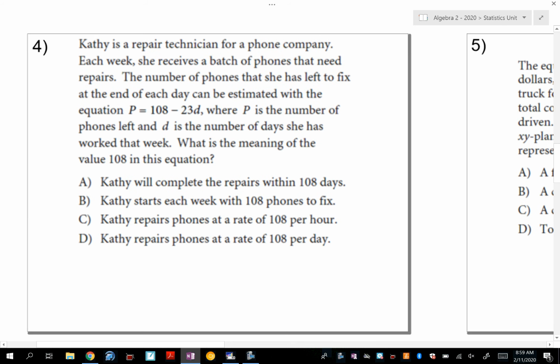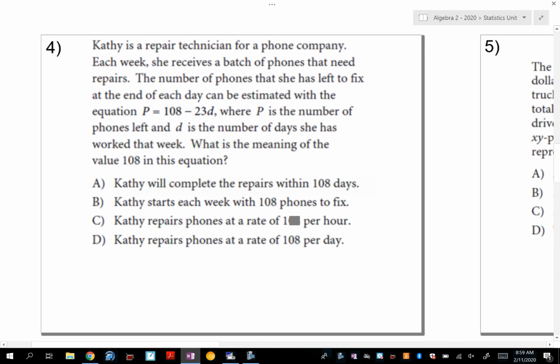Okay, number 4. Another example where they give you the equation. And it says P is the number of phones that Kathy has left to repair, and D is the number of days she has worked that week. So what's the meaning of the 108? Now, I chose this question on the review because you'll notice that it's in a different order than the way that we've been writing all of these equations. It actually goes P equals 108 minus 23 times D. So the y-intercept is 108, and the slope would be negative 23.